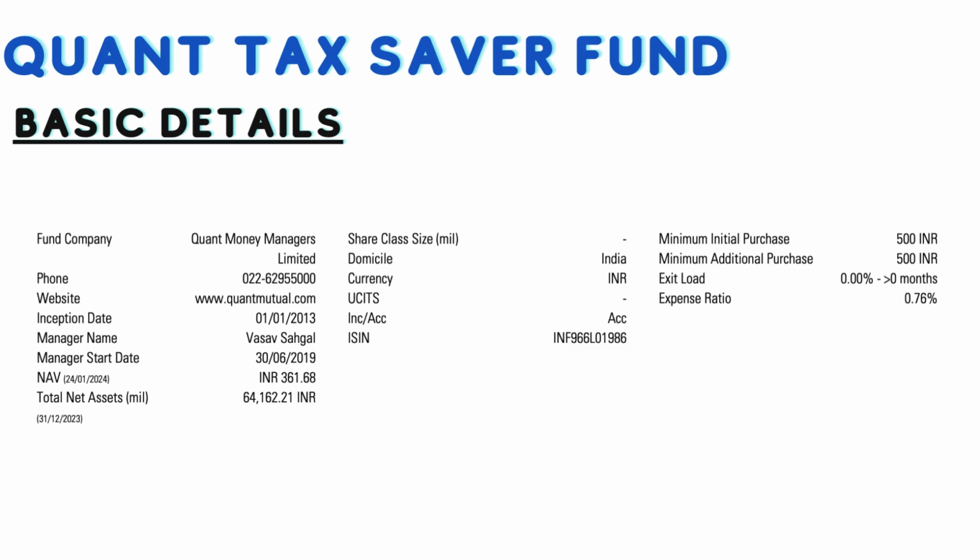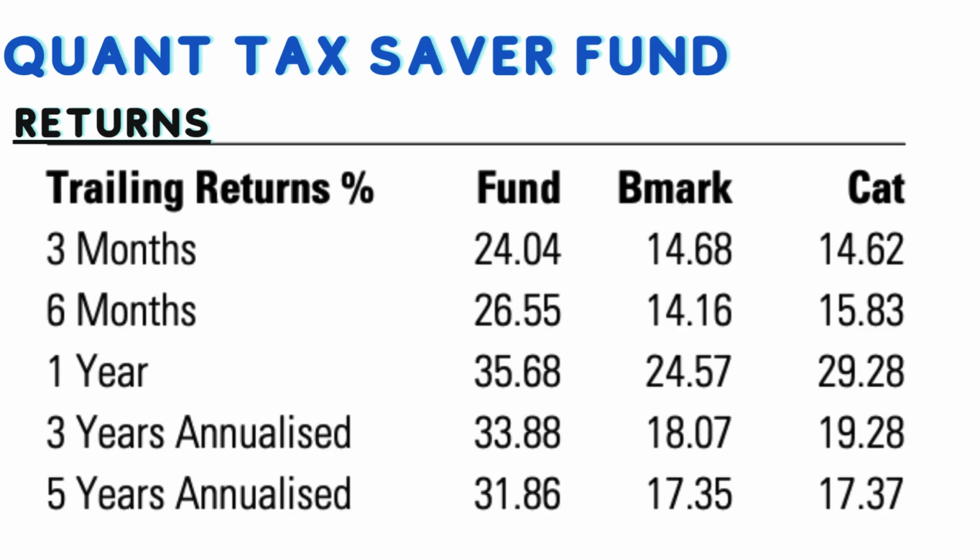Coming to the basic details of Quant tax saver fund. The fund was incepted on 1st January 2013 and is currently managed by Vasav Sahgal. Current NAV of the fund is 361 rupees and total assets under management are 6,416.21 crores. This fund has an expense ratio of 0.76% per annum and exit load is nil as there is a 3-year lock-in period.